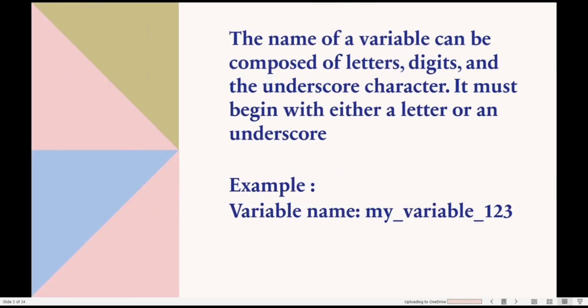The name of a variable can be composed of letters, digits, and the underscore character. It must begin with either a letter or an underscore. When you give a name to a variable, that name can only use letters, numbers, and underscores, but it has to start with a letter or an underscore, not a number. For example, variable name my_variable_123. The letters are my and the digits are 1, 2, and 3.